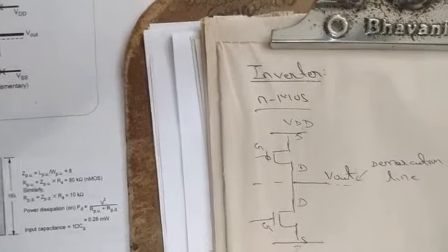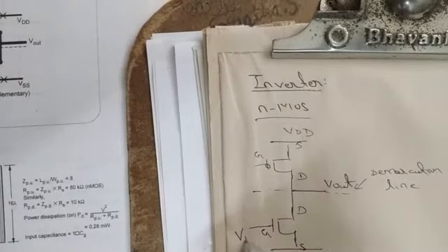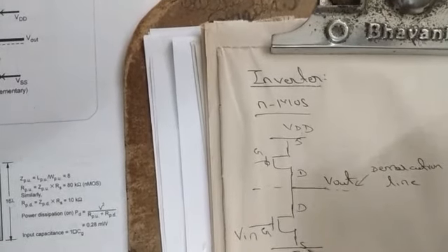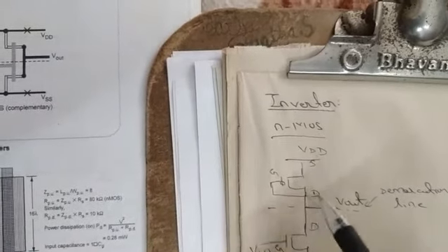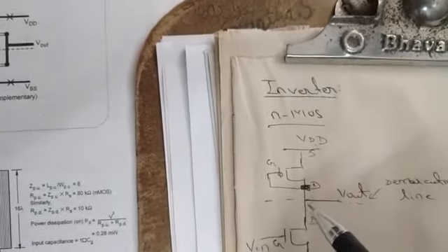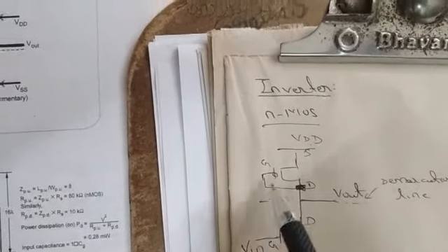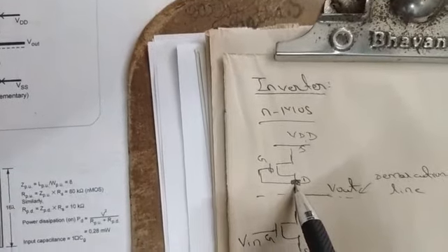Remaining is the input connections. Since we are giving the input at the NFET, in NMOS the gate region of the PFET is shorted with the drain region of the PFET. This is the important point in NMOS: the gate input is shorted with the drain.